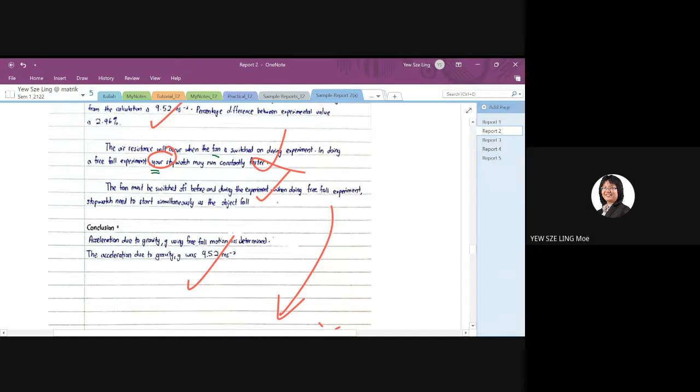And then in a precaution, stopwatch need to start simultaneously. Well, this is what you should do, right? Then how can it be a precaution? So the first precaution is correct, the second precaution is wrong. This is already something that you must do, so you shouldn't put it in your precautions.